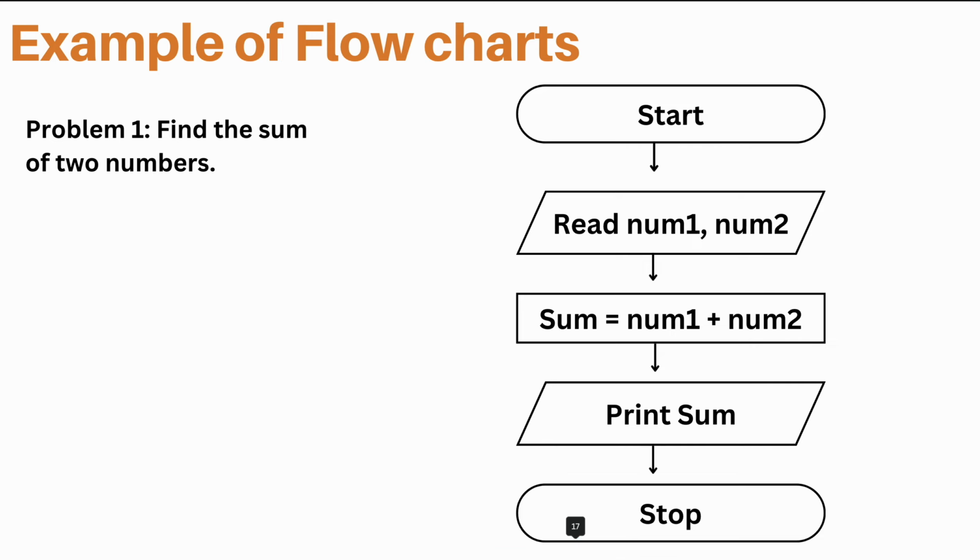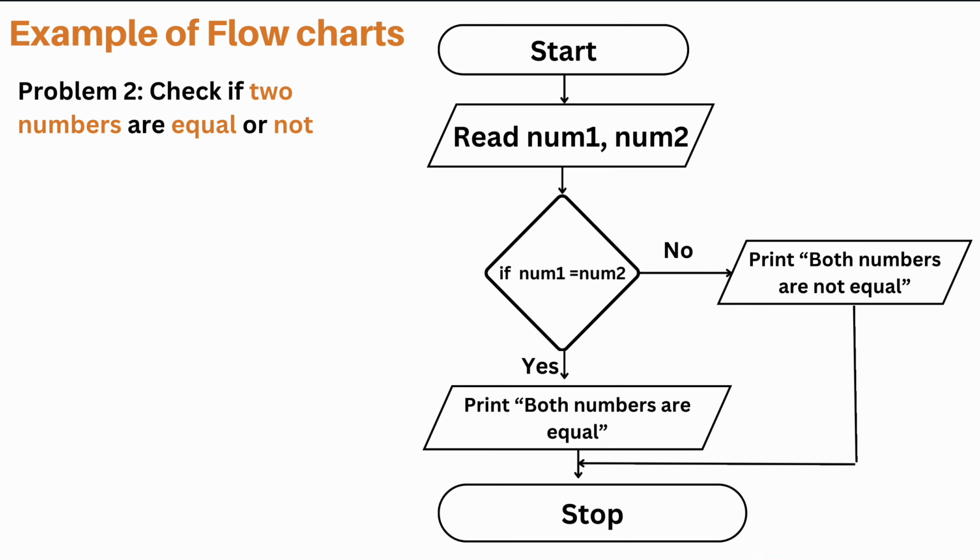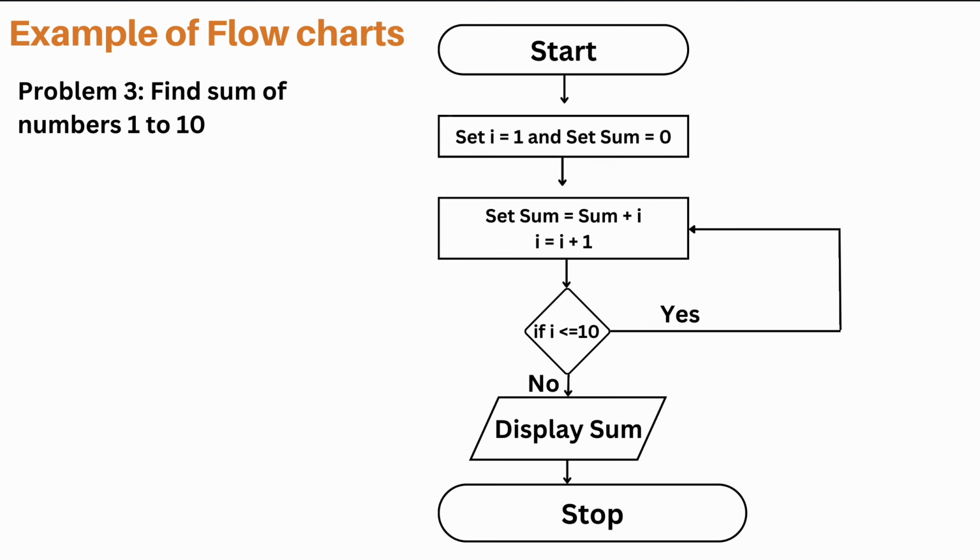So let us see one example of using the flowcharts, like find the sum of two numbers. So this is how you'll write. Start, read two numbers, number 1, number 2, then sum equal to number 1 plus number 2, print sum, stop. Simple. Similarly, if you have to check whether these two numbers are equal or not, then start, read number 1 and number 2. We are comparing. If number 1 equal to number 2, yes, both numbers are equal. No, print both numbers are not equal. Stop. That's it. Simple.